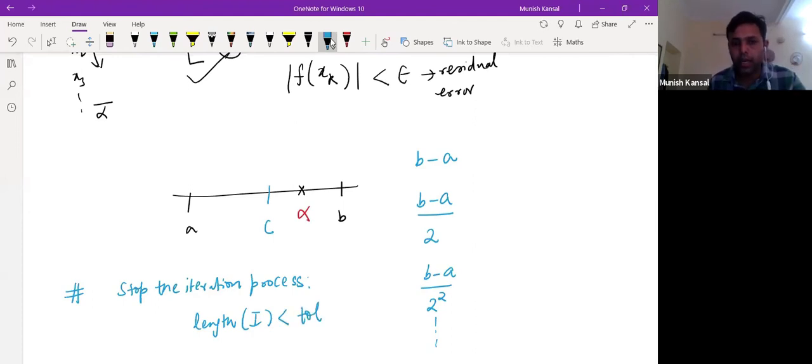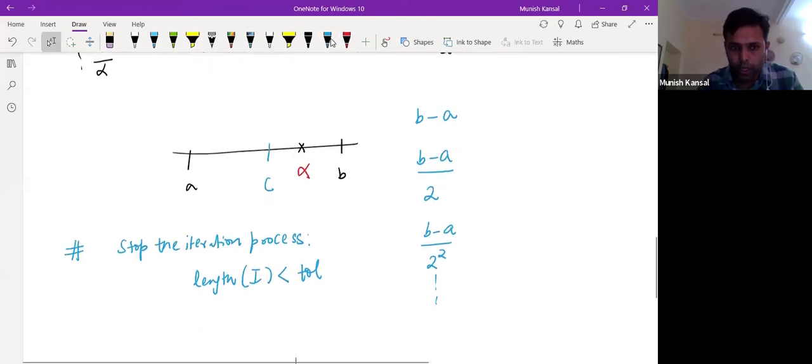value. I will say that I will continue iterating until my length of the interval is less than, say, 0.001. Only then I will stop. Otherwise, I will continue the procedure like this, right? So this is the idea of bisection, and these are the few stopping criteria that I have written over here.